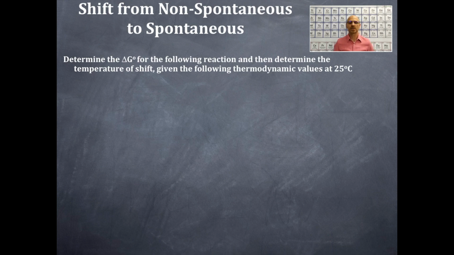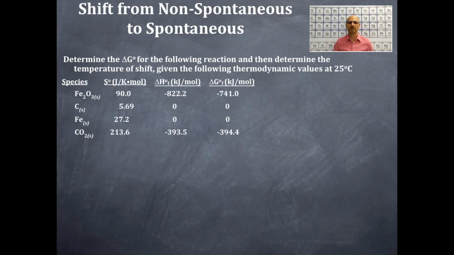We're going to determine the delta G naught for the following reaction and then determine the temperature shift given the following thermodynamic values at 25 degrees Celsius. I have these thermodynamic values, which I've extracted from the appendix of my textbook, or the CRC Handbook of Chemistry and Physics. This is the balanced equation here: 2 moles of ferric oxide in the solid state plus 3 moles of carbon in the solid state, that's the graphite form, producing 4 moles of iron in the solid state and 3 moles of carbon dioxide in the gaseous state.